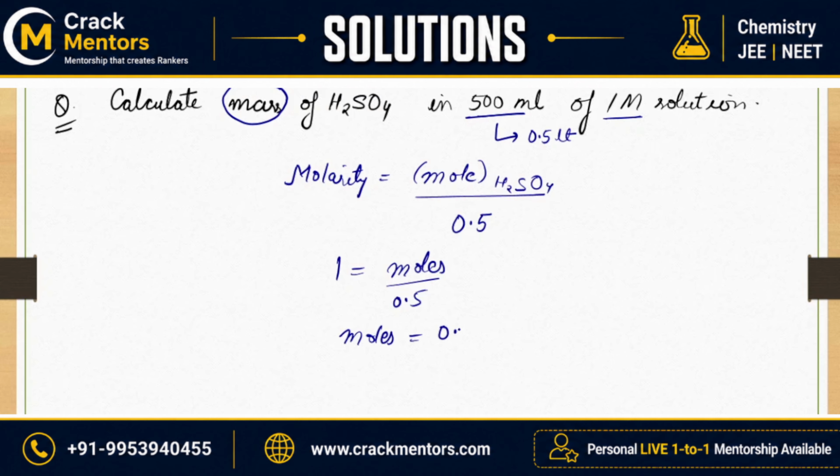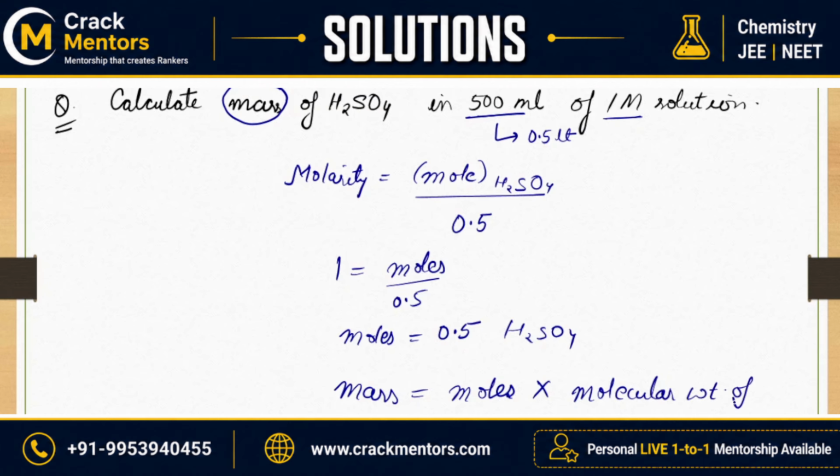So the moles will become 0.5 of H2SO4. This is the moles. Okay. Now we want to calculate the mass. So this will become moles into molecular weight of H2SO4. So moles 0.5 into molecular weight, that is 98. On calculation, you will get 49 gram of H2SO4. Means we need to put 49 gram of H2SO4 in 500 ml to get 1 molar solution. Okay. So these questions were related to the basic information of the concentration terms.